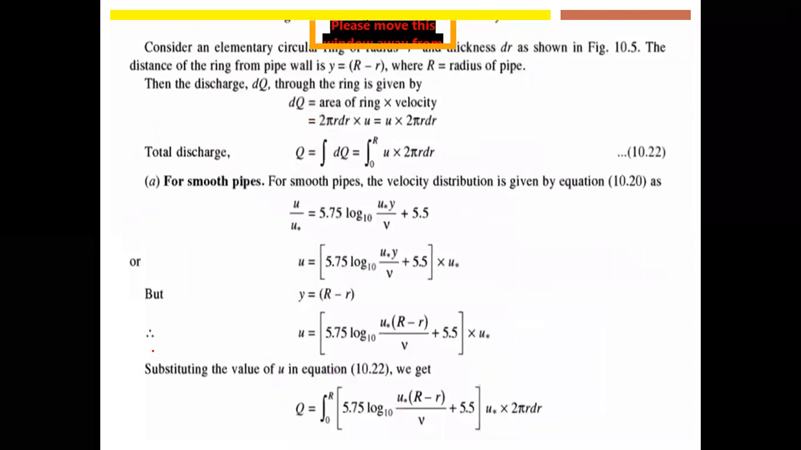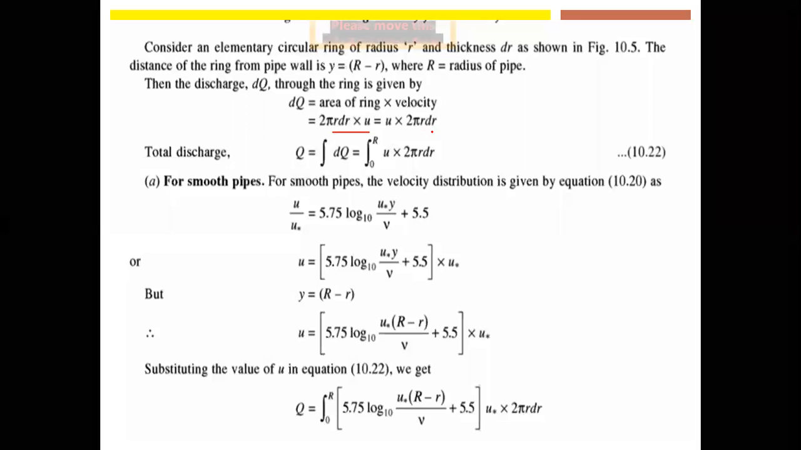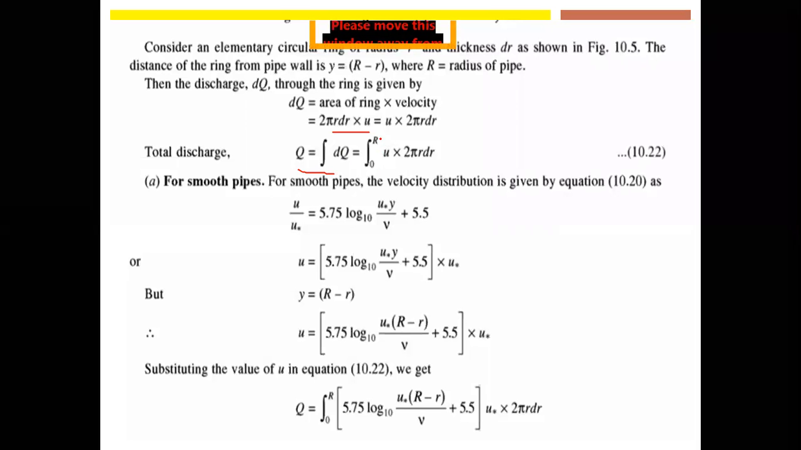You can simplify this as you go, I'm not discussing the total derivation. So dq is the area of the ring into velocity. Therefore what's the area of the ring? 2 pi r dr into u. Velocity is u, therefore u into 2 pi r dr. Now the total discharge Q is equal to the integral of dq, from 0 to radius, u into 2 pi r dr.